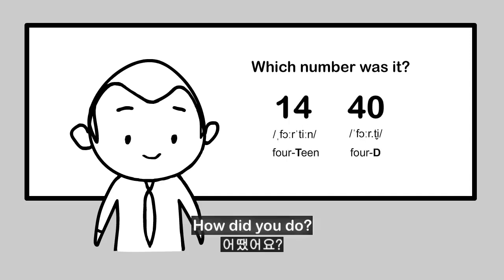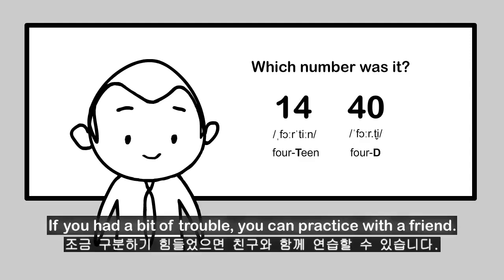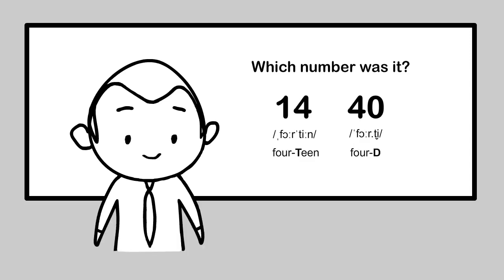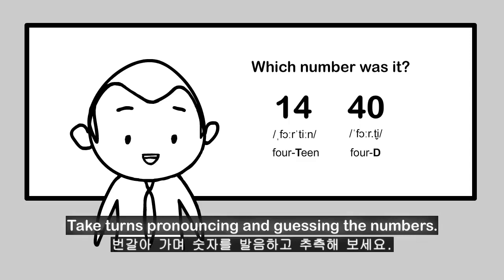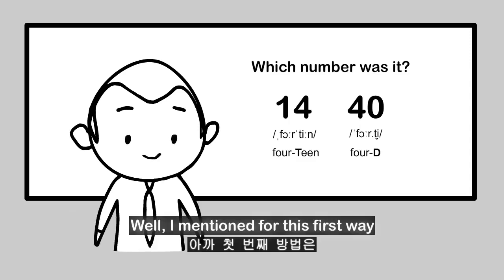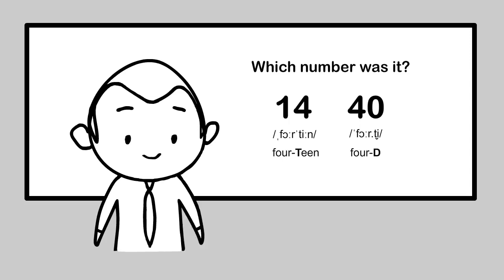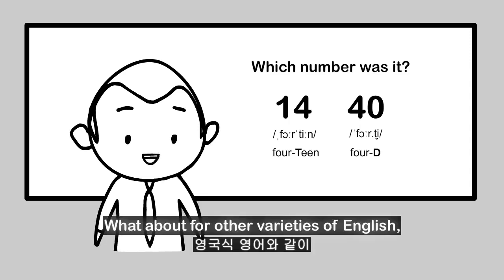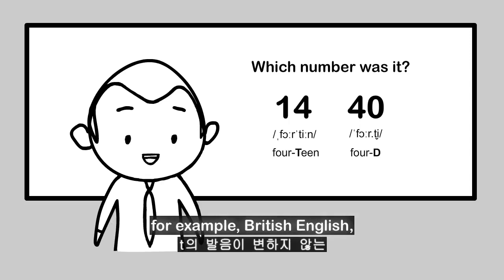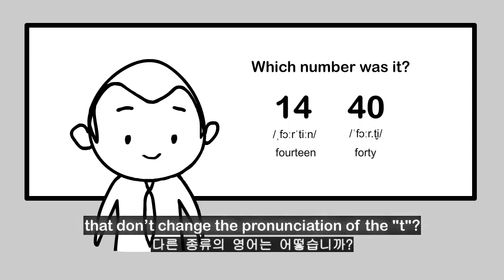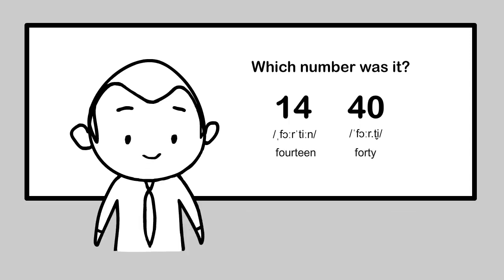How did you do? If you had a bit of trouble, you can practice with a friend. Take turns pronouncing and guessing the numbers. Well, I mentioned for this first way that it applies to American English. What about for other varieties of English, for example, British English, that don't change the pronunciation of the T?